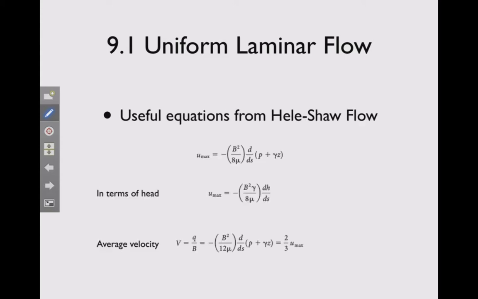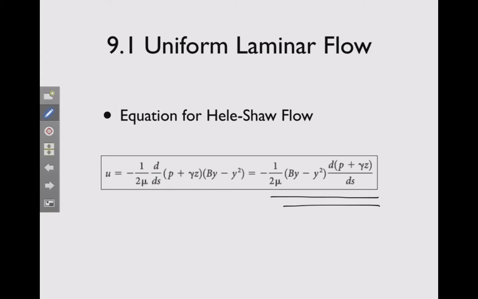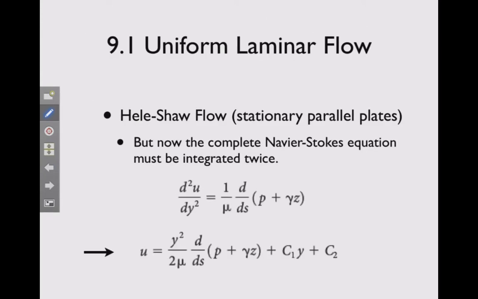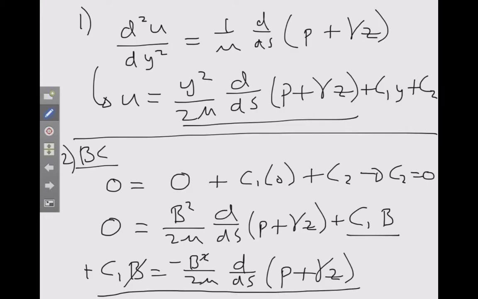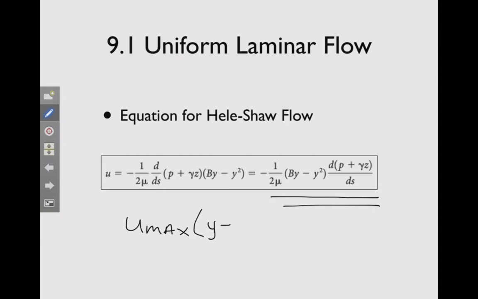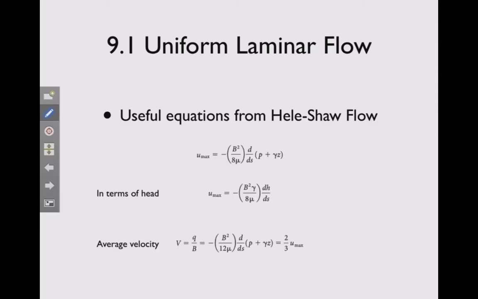There are a couple of simplifications that can be made. You can plug into this equation if you're looking for the maximum velocity. That is going to be determined when, well, let me just ask that question. Think about it. Where is the maximum velocity occurring between these two plates? At what y value? It's occurring right at the middle, at a value of y equals b over 2. So if you simply plug in this equation for y equals b over 2, you're going to get the maximum velocity. And that gives you this equation here.